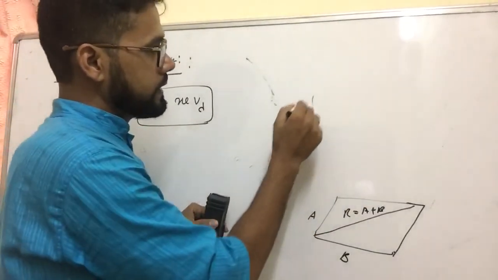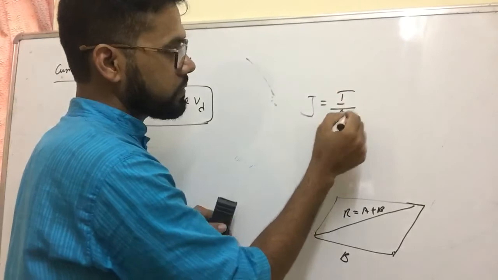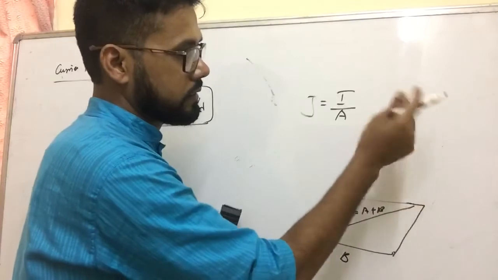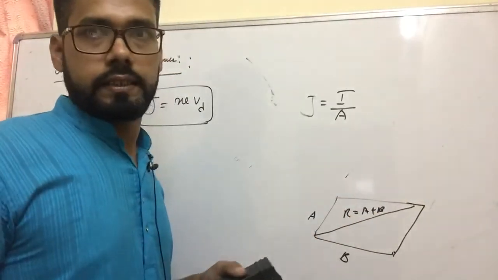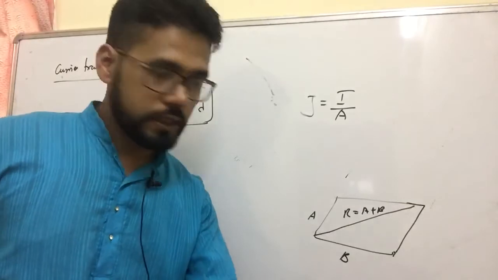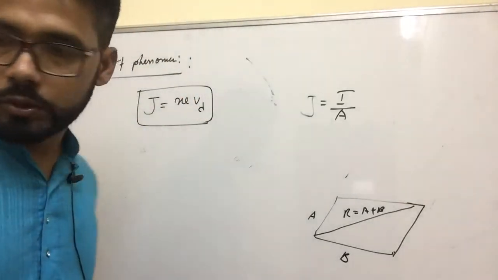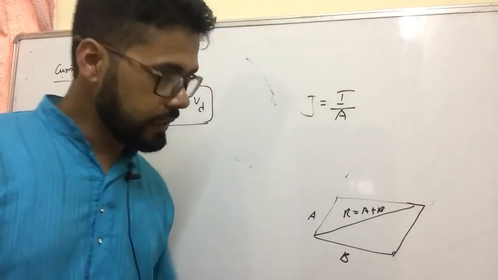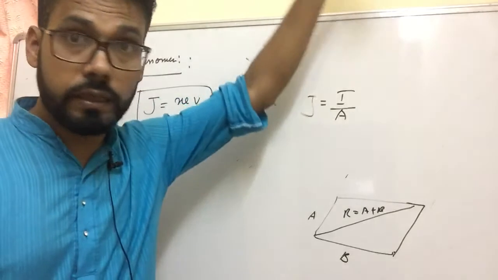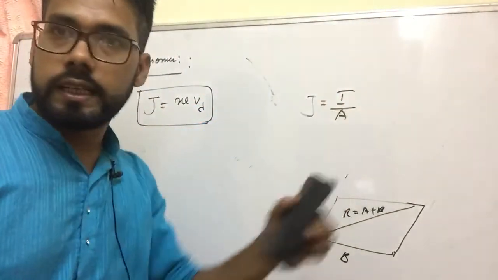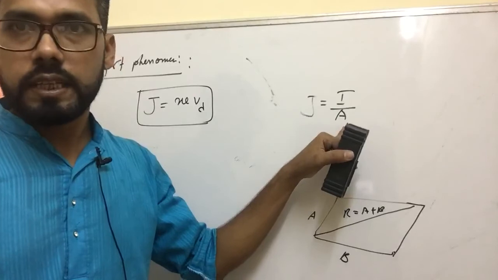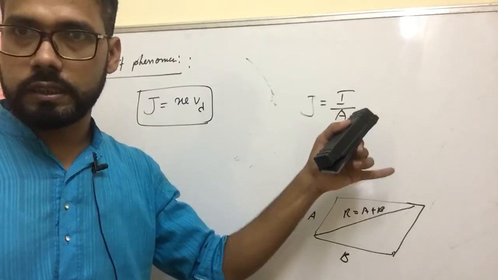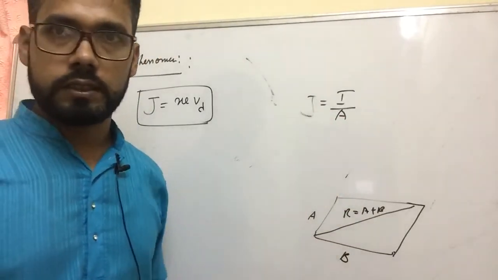But current density J is a vector. This is I, a scalar, but area is always a vector. Remember, area is always a vector. Area is given by length and breadth. Suppose this is my room. This is the x direction, this is the y direction. Suppose in order to calculate the area of the ground plane, length into breadth, it will be like this. So the area vector will be perpendicular to the length as well as the breadth. So area is a vector. So any scalar quantity divided by or multiplied by a vector quantity will always be a vector quantity. So current density is a vector.